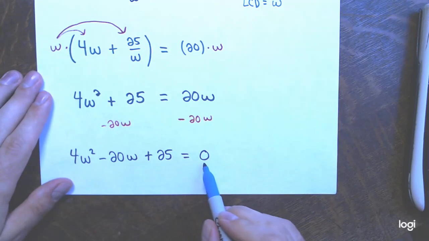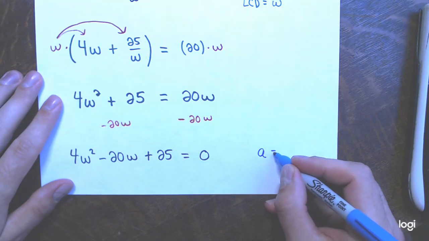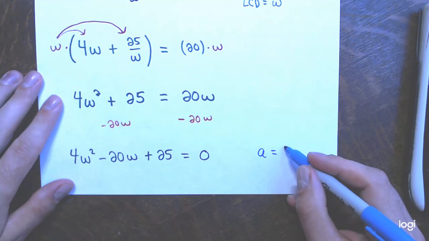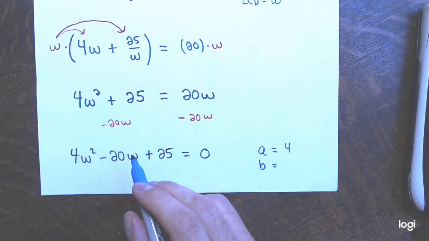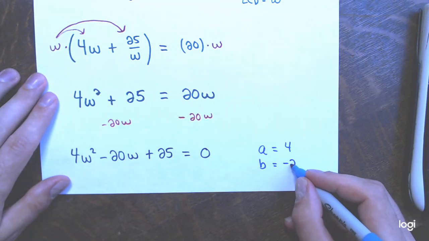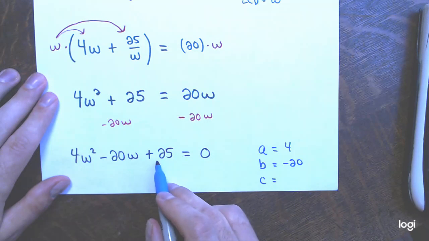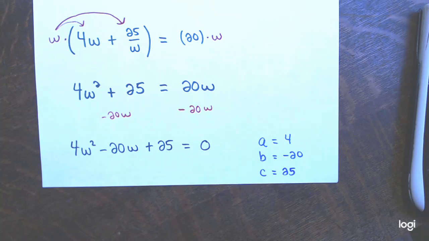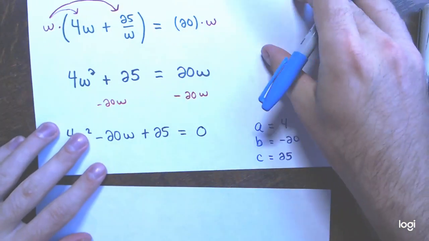Now that I'm in standard form, I identify those coefficients, the a, b, and c. A is equal to the coefficient of the square. W squared is a positive 4. B is the coefficient of w to the first. That would be negative 20. Don't forget the negative. And c is the coefficient of the constant term, just a positive 25. Then I take these numbers and throw them into the quadratic formula. Now that I'm in standard form, I can use it.